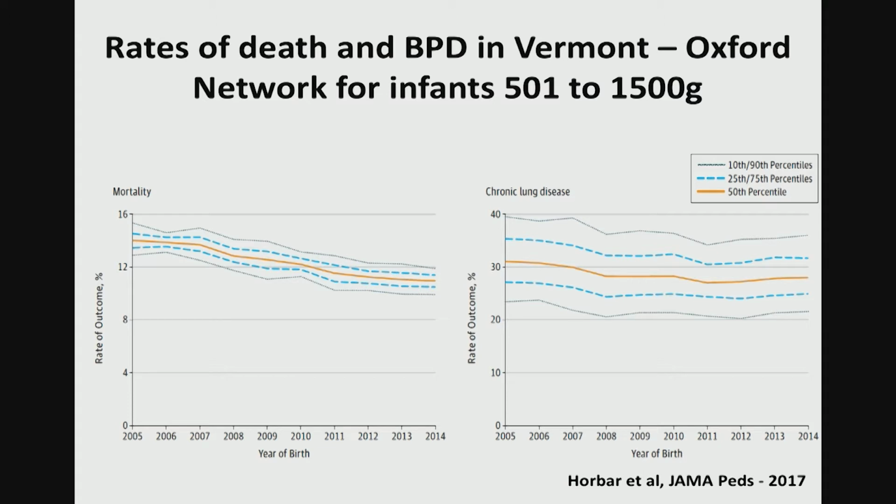This is a very interesting paper from the Vermont Oxford group just this year, looking at babies from 500 to 1,500 grams. And all of the 3-letter words of pediatrics, BPD, IVH, NEC, and so on and so forth, they're all getting better except for BPD. That's the only one that isn't decreasing up to this point of 2014. And my analysis of that is basically that we're taking care of smaller and smaller and sicker babies. But we're doing better with everything, including mortality, except the incidence of BPD.